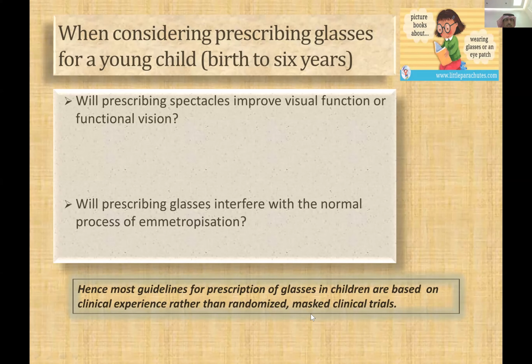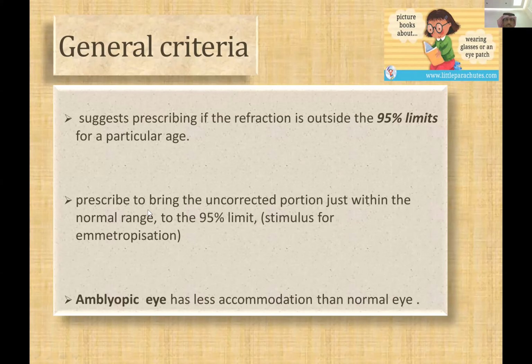The general criteria is to suggest prescribing if the refraction is outside the 95% limit for a particular age. If it is within the 95% limit, you can observe. If it is outside that limit, the suggestion is to prescribe to bring the uncorrected portion just within the normal range, to the 95% limit, and this will keep the stimulus for emmetropization.